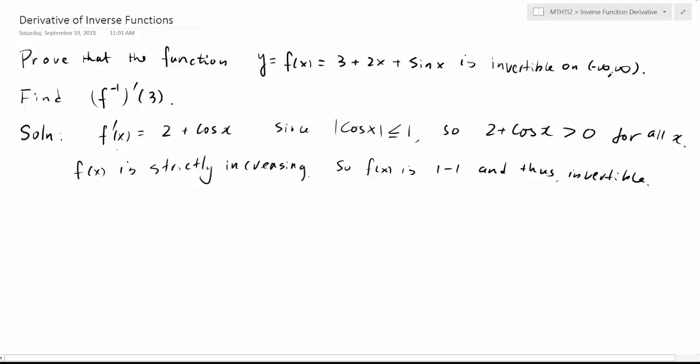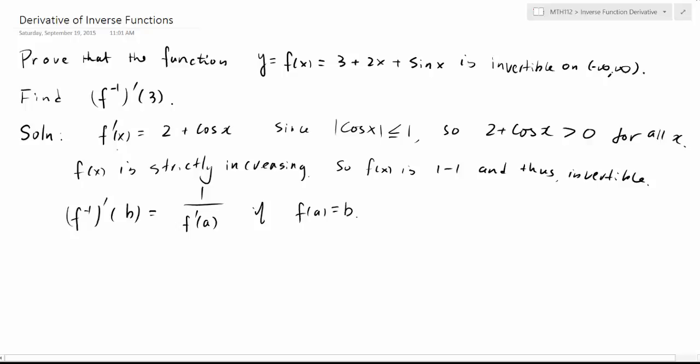Now we need to find its inverse derivative. We cannot solve for the formula of its inverse because obviously we cannot solve an equation like y equals 3 plus 2x plus sine x. But we learned that if we want to find the inverse derivative at a point b, then we can find the derivative of the original function and evaluate at a, if f of a is equal to b.